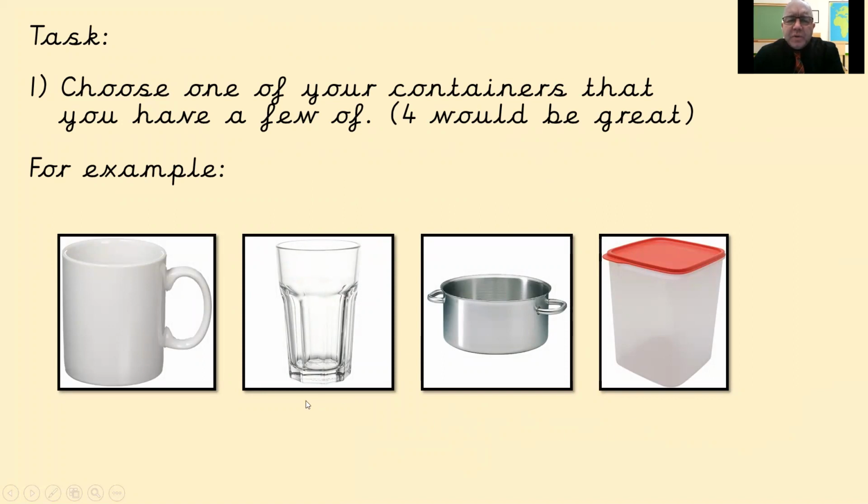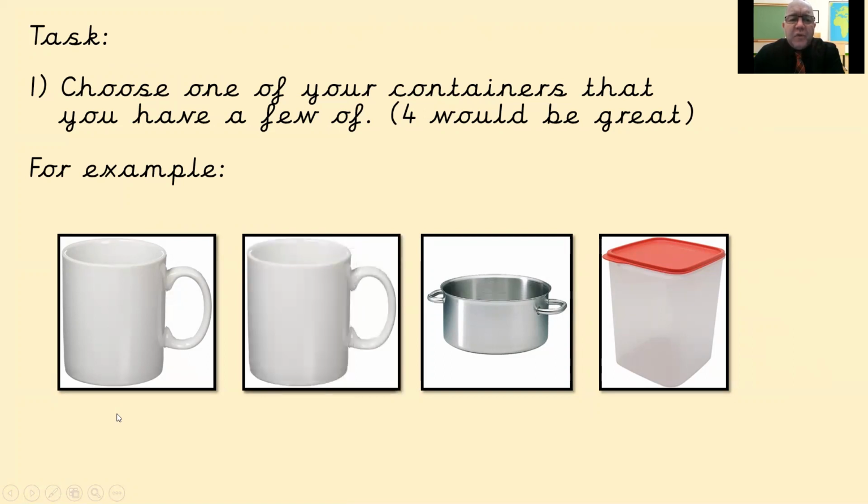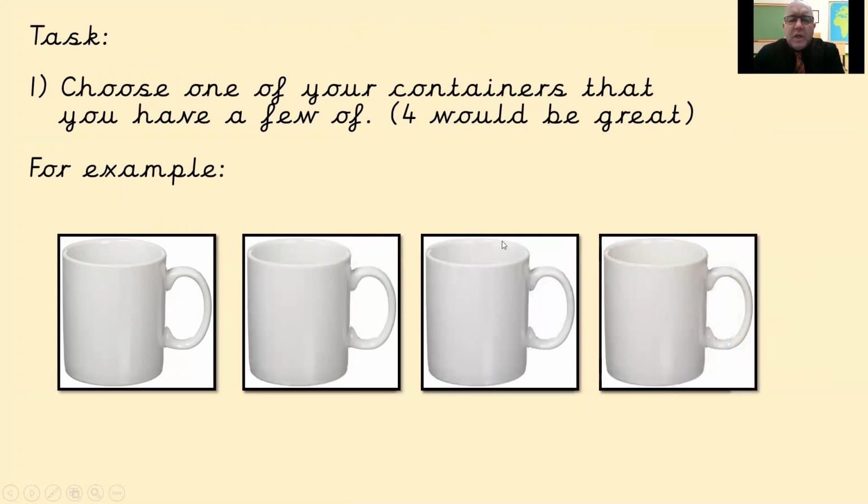Now, when I went through my cupboards, I realized all my pans were different sizes. I didn't have any pans the same size. It was the same with the Tupperware. I had a few bits of Tupperware lying around, but they were all completely different sizes. Glasses, yeah, I could have used glasses, but I thought, actually, when I went through my cupboards, I had four mugs exactly the same. So that's what I decided to do. I got four mugs. So I've got four containers of the same material.